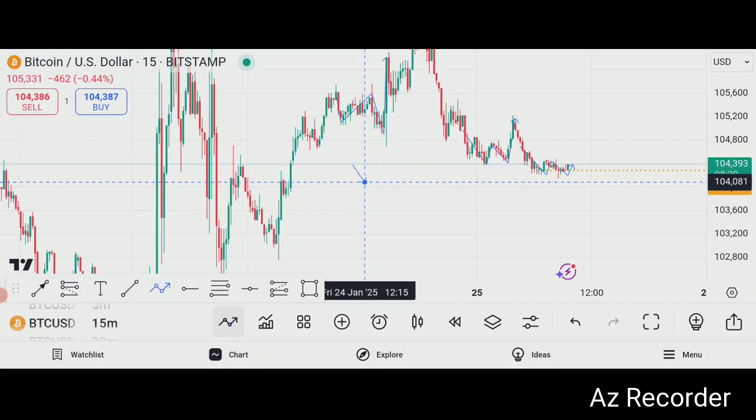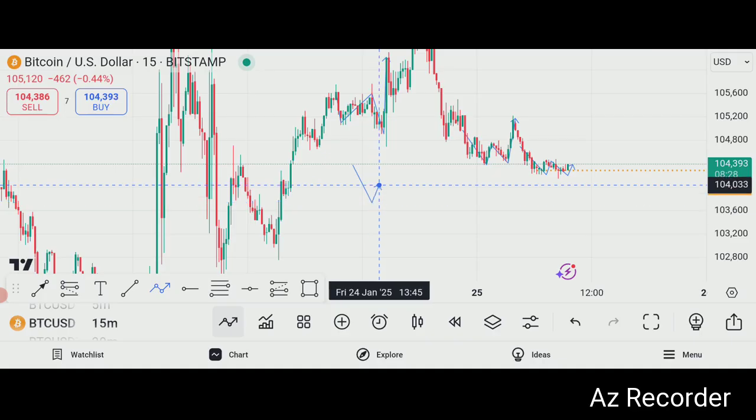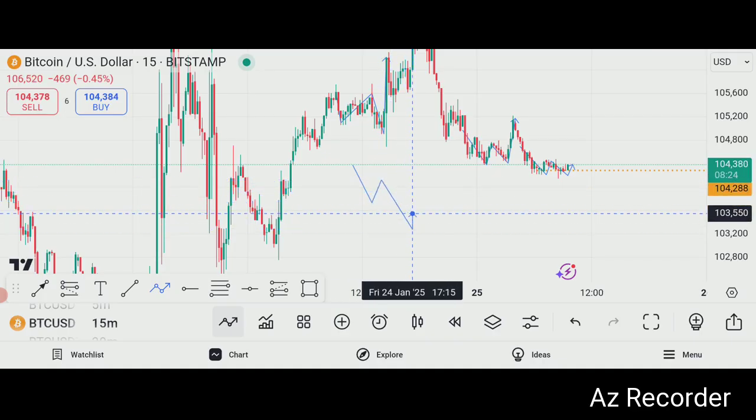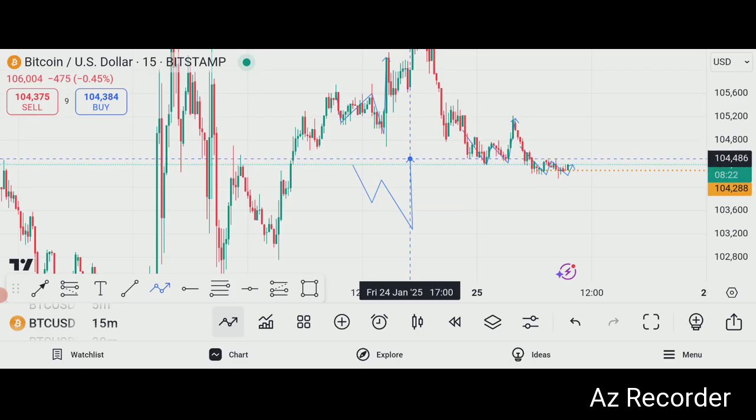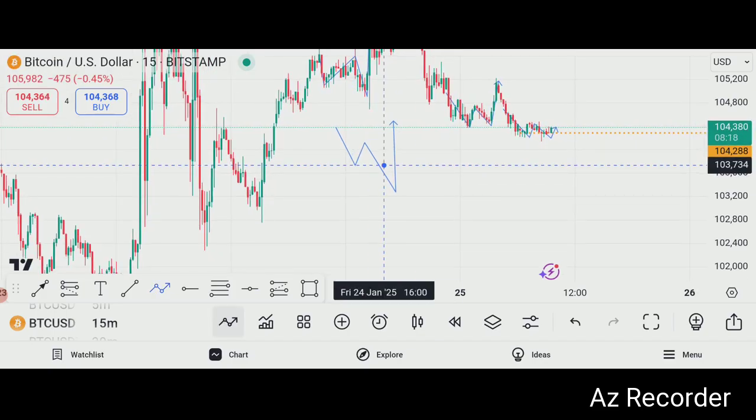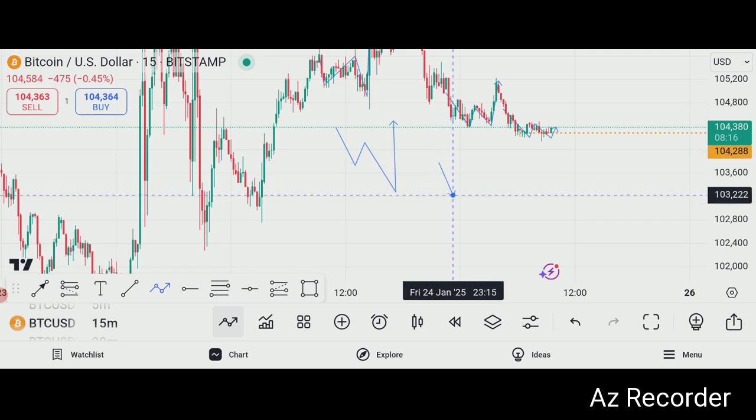It looks like this, like this. This is how this one looks. And this first one I drew here looks like this. Perfect W pattern, like this.